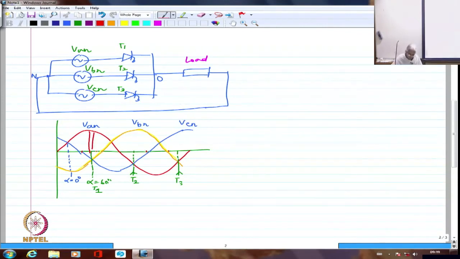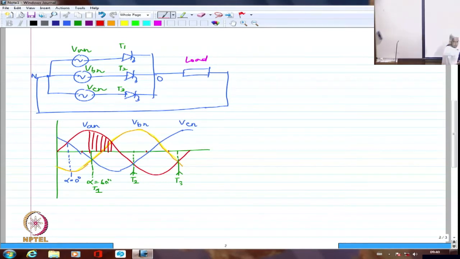After that, hopefully B should have taken over, provided it had gotten the firing pulse. But I have not given the firing pulse to T2 until here. I am giving the firing pulse to T2 only at this point. So until here, if nothing else is conducting, between the neutral and O, if I try to look at the voltages normally, I am going to have this particular device T1 forward biased definitely until here, no doubt. So I should have this entire voltage coming up.